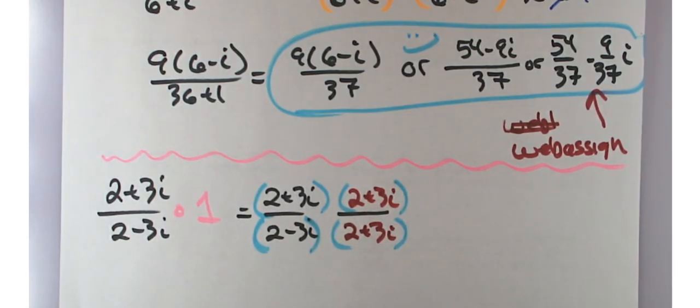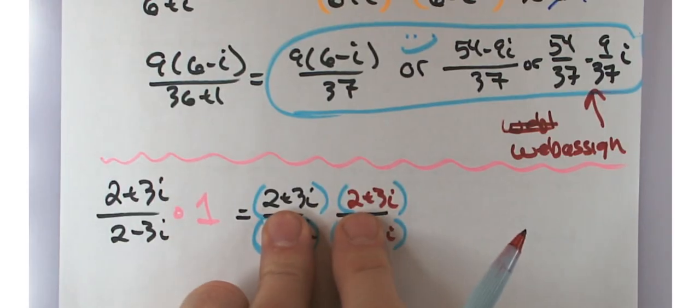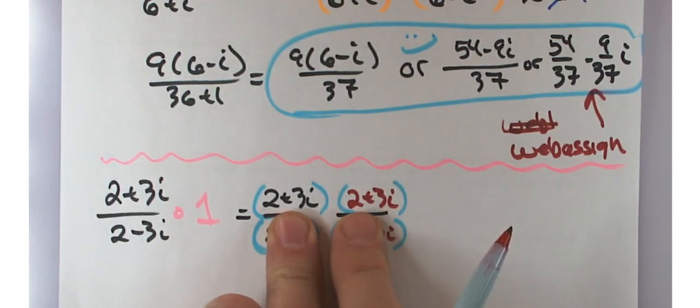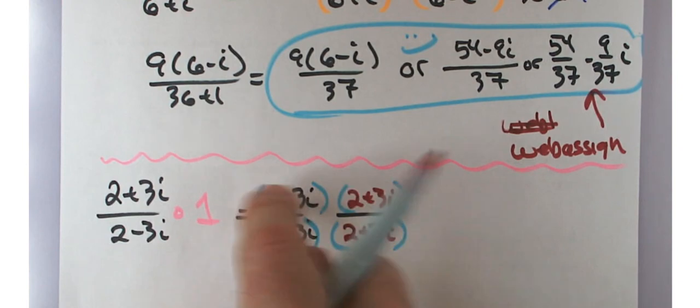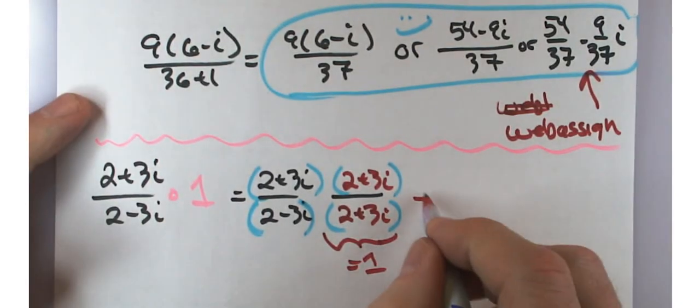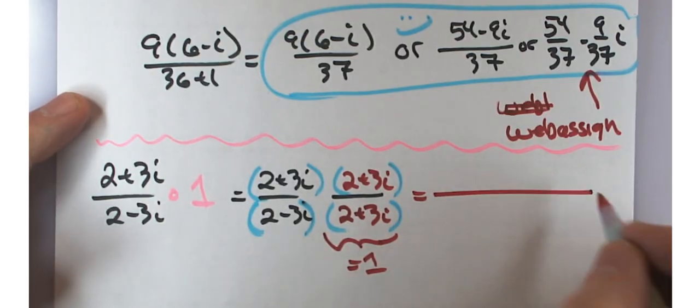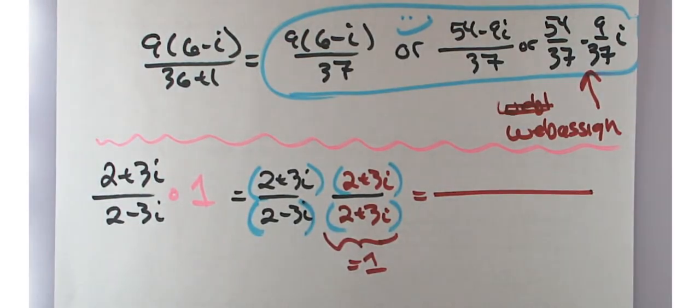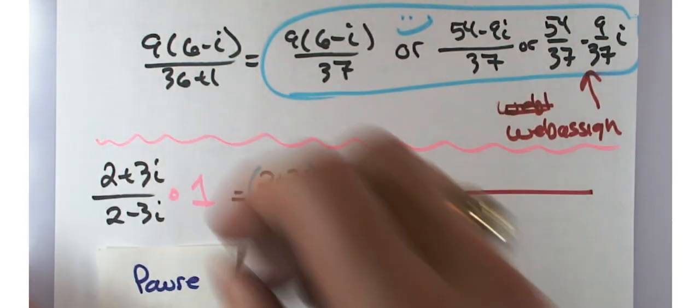Even though I've got a 2 plus 3i already in the numerator, that's okay. Don't change this. This has to equal 1 in order for this to work. So you're going to have to FOIL in the numerator and FOIL in the denominator. Lots of FOIL, FOIL, FOIL everywhere. So let's have some fun and FOIL this one out.